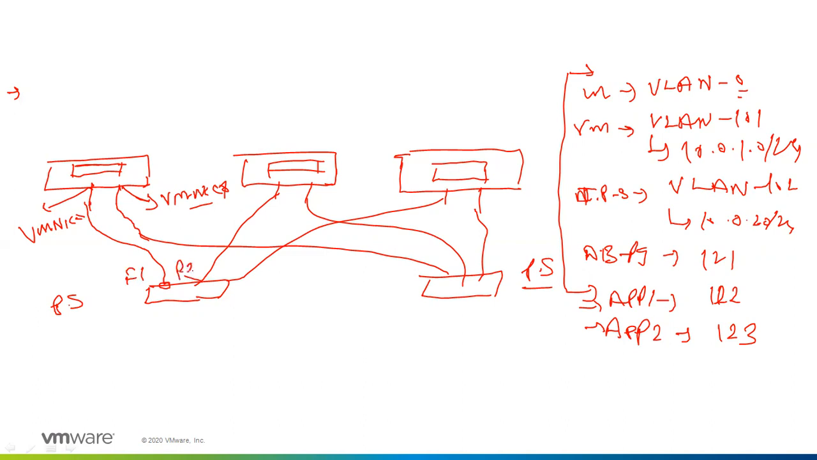This is my Fast Ethernet 2. This is my Fast Ethernet 3. Same way, Fast Ethernet 1, 2, 3. So wherever the ports are landing, in that case, they have to configure the VLAN trunk. When we say trunk, it means whatever VLANs are coming from the physical ports of ESXi, where these are landing, those ports should talk with all these VLANs.